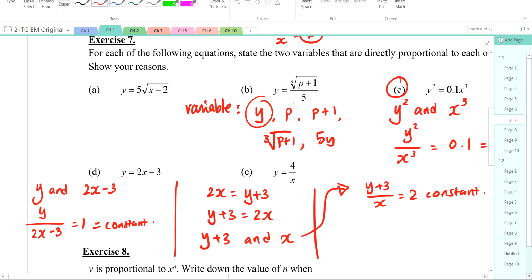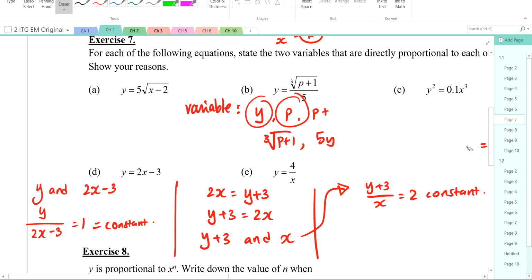Suppose I choose y and p as my variables, because it is very natural for me to say, oh, the two variables are y and p because they are the two unknowns, right? If I take y divided by p, will you get a constant? Yes, no, or don't know? Okay, let's find out. So y equals cube root of p plus 1 over 5. I want to take y divided by p, so I need to extract the p out. So I need to multiply both sides by 5 first.